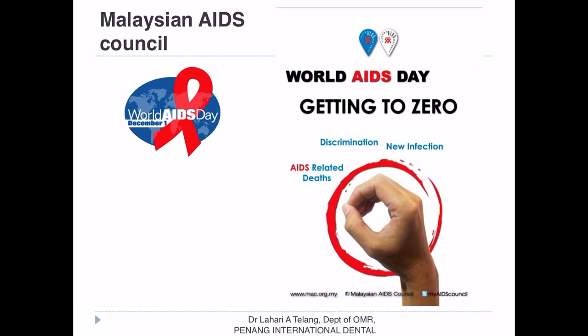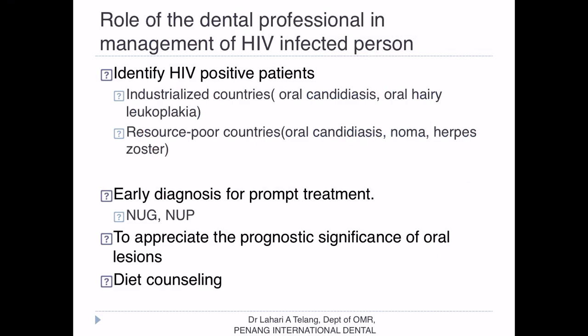Role of the dental professional in managing a patient with HIV. First of all, identifying HIV positive patients. In industrialized countries, the more common lesions that you are likely to encounter in a patient and suspect HIV are oral candidiasis and oral hairy leukoplakia. Whereas in resource poor countries, oral candidiasis, noma, and herpes zoster would be the more common infections. Early diagnosis for prompt treatment, especially in necrotizing ulcerative gingivitis and necrotizing ulcerative periodontitis. To appreciate the prognostic significance of oral lesions, and diet counseling, very important. All of this is the role of the dental professional.